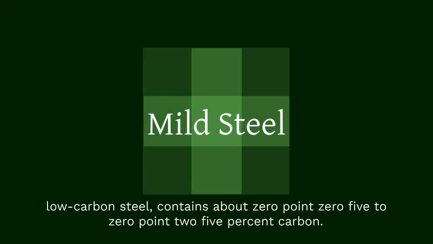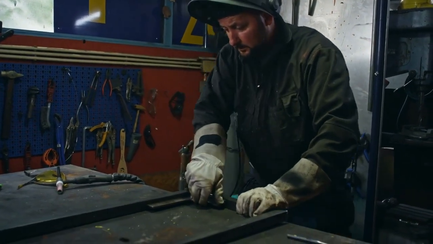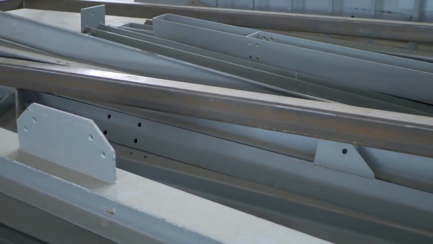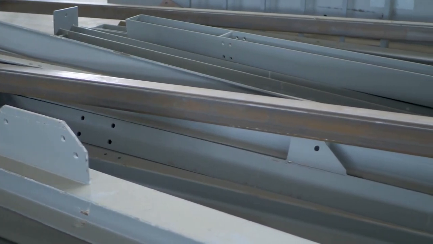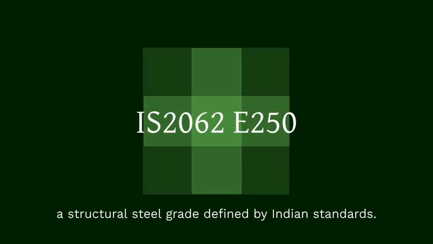Mild steel, often called low-carbon steel, contains about 0.05 to 0.25% carbon. It's highly ductile, easy to weld, and cost-effective. With a tensile strength of around 400 to 550 megapascals, it's perfect for general construction, frames, and lightweight structures where extreme strength isn't required.